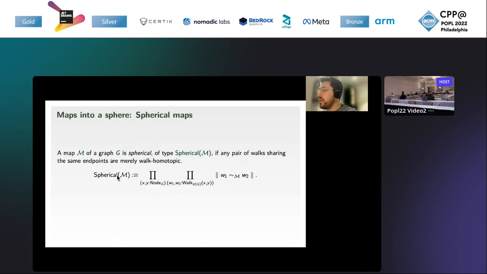So a spherical map is the proposition that says that for every pair of walks that share endpoints, there merely exists a walk-homotopy, or the way that you can deform one walk into another. Let's try to make this more precise.